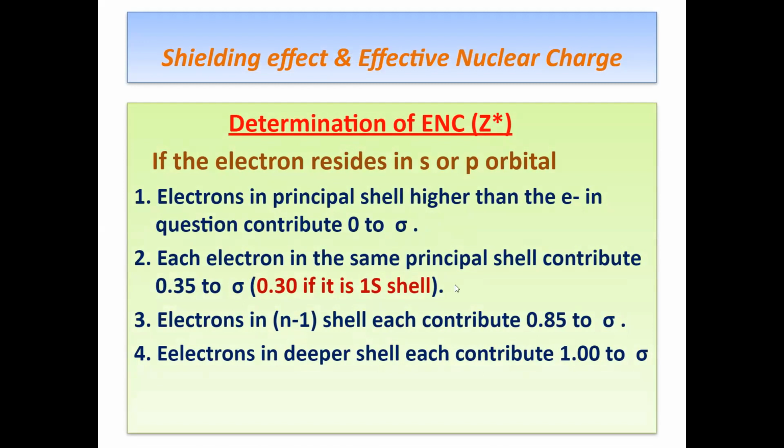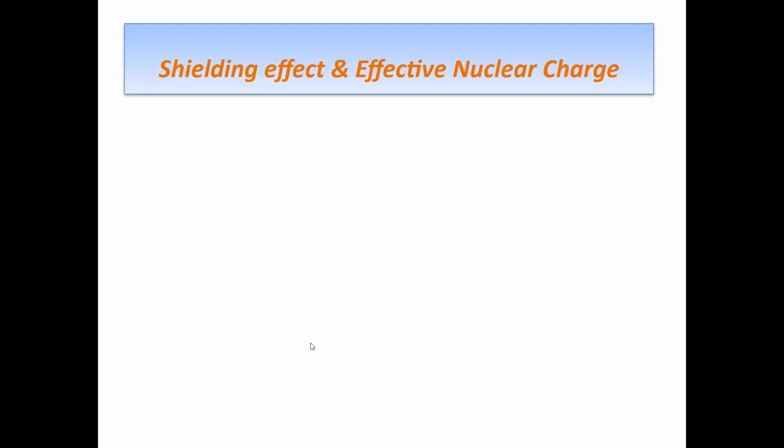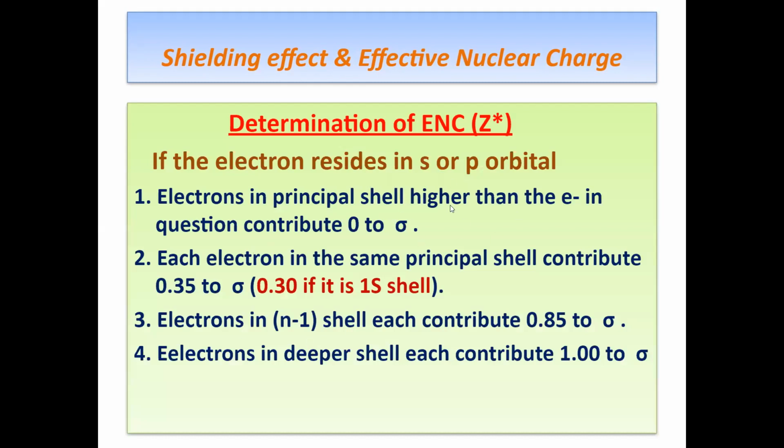Next, each electron in the same principal shell contributes 0.35 to sigma. Sigma means the screening constant. Electrons in the n minus 1 shell, the inner shell, each contribute 0.85 to sigma. And electrons in the deeper shells each contribute 1.0 to sigma. That tells about the sigma values of the remaining electrons. This slide only belongs to S and P orbitals.